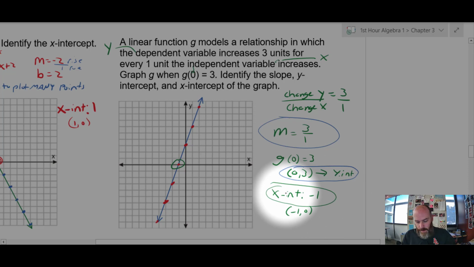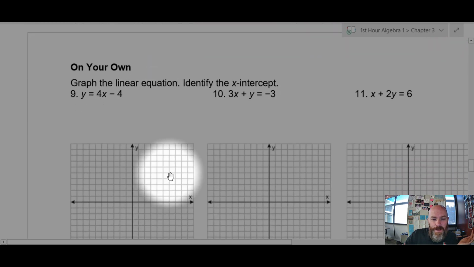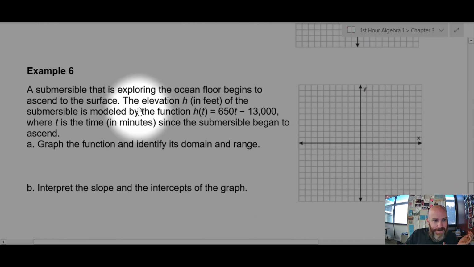Oh, there we go. So there's some on your owns for graphing. You can do that. And then there is an on your own for another one like this. I'm not going to write those down just for the sake of time. So you can do these. But let's get to example 6.